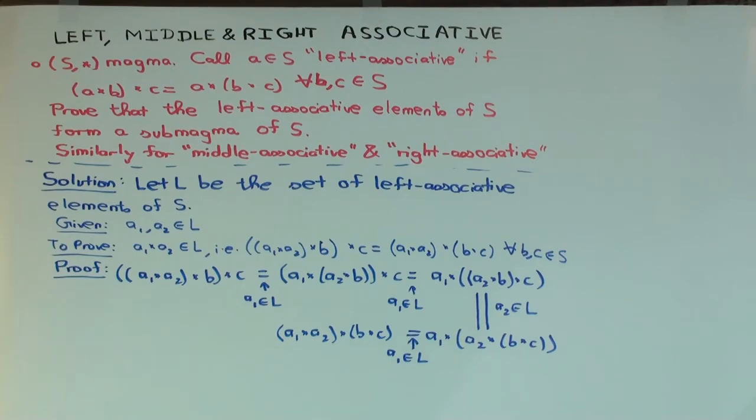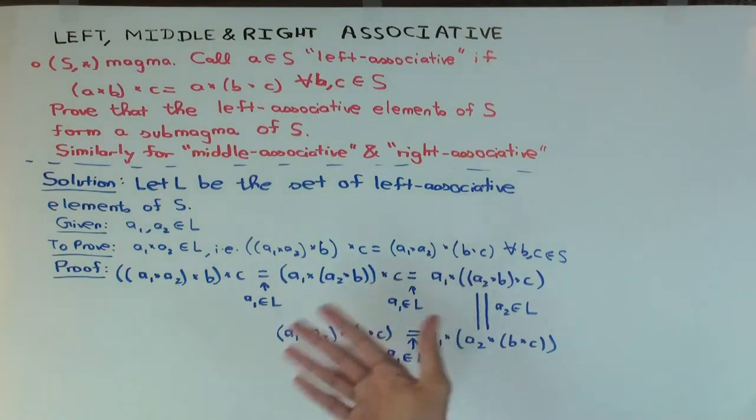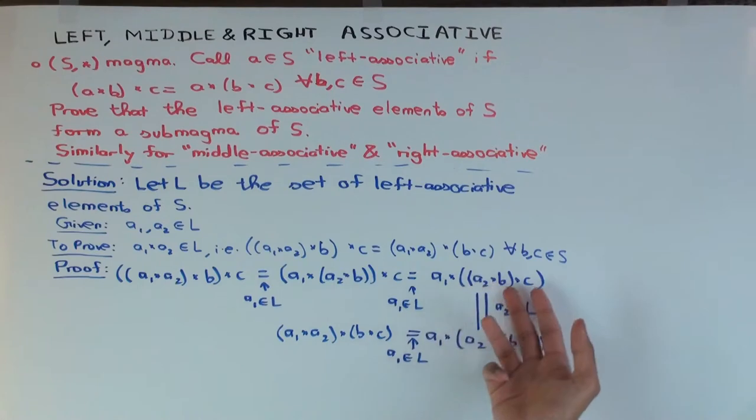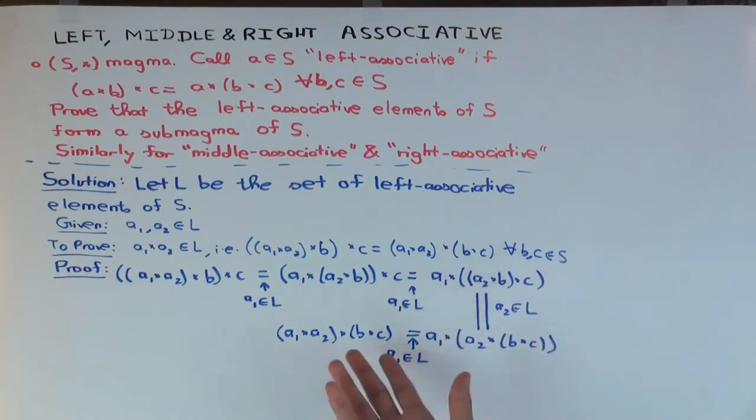So why did it work? The reason it worked was that in all these steps, the leftmost thing is always either A1 or A2, because the leftmost thing has to be one of the two things here. You couldn't use B or C as the leftmost thing ever. So it kind of had to work. Now, you could do something similar for middle associative and right associative elements. So what do you think is the definition of middle associative?